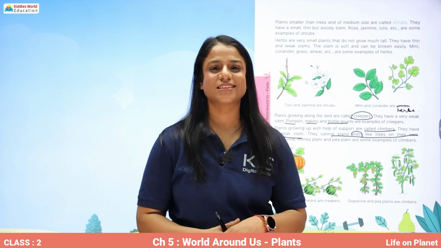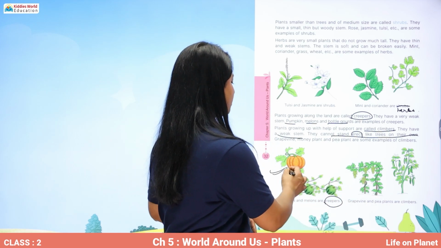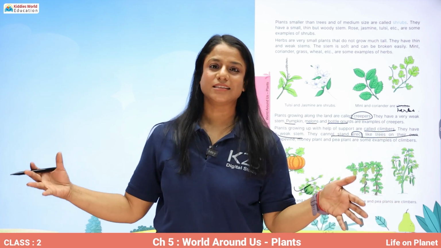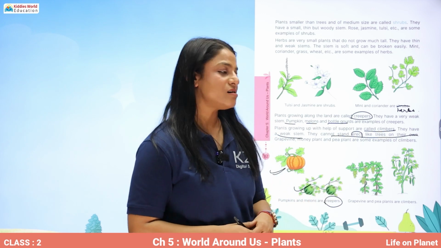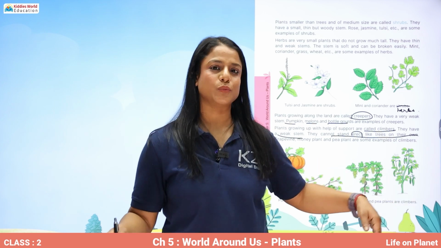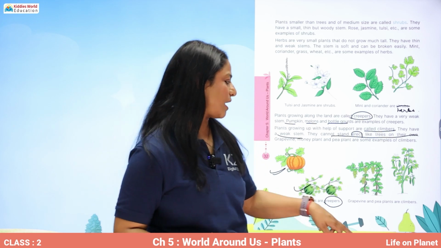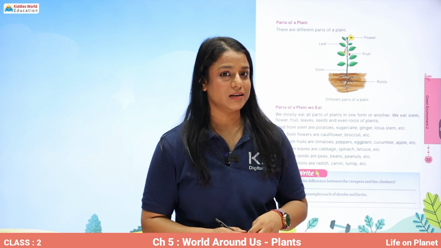Here are the pictures given of creepers. See, a pumpkin grows on a creeper. That's a big fruit, and watermelon is also a big fruit, and it is an example of a creeper. Now, a grapevine and a pea plant look like this, which grows with the help of some support, and that's why it's a climber.